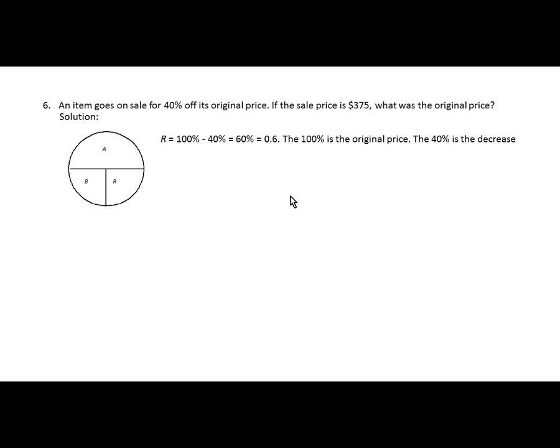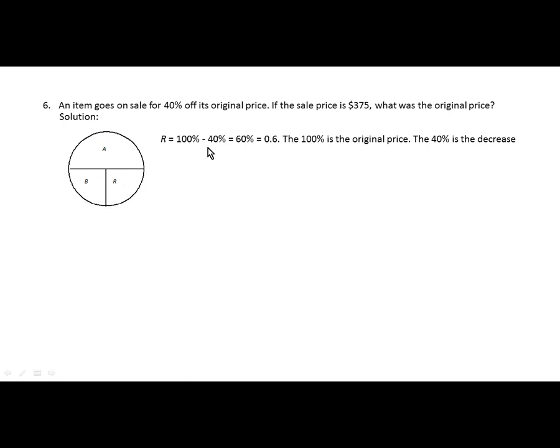Number 6. An item goes on sale for 40% off its original price. If the sale price is $375, what was the original price? So notice, this is after the sale price. The B is the original price. So here's our little basic percent circle. Okay, the 40% off. The R is not the 40%. The R is 100% minus the 40%. Okay, so 100% for the original price, and then here's your 40% deduction. Okay, we know we're supposed to do this because we have the price after it went on sale.